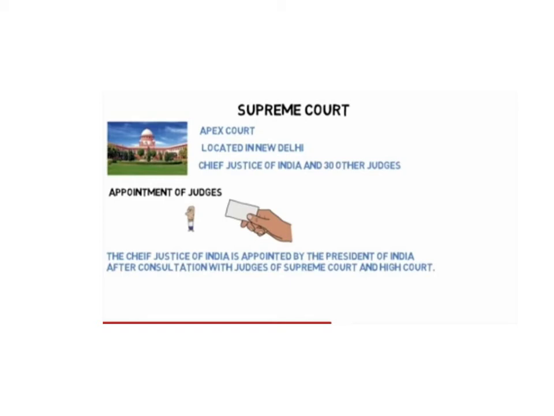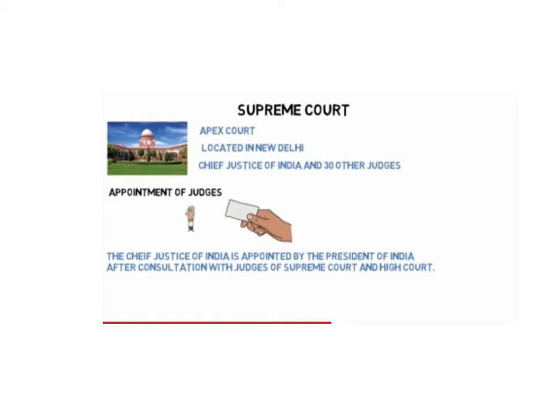The Chief Justice of India is appointed by the President of India after consultation with judges of the Supreme Court and High Court. The Chief Justice of the Supreme Court is appointed by the President, but the President takes the consultation of judges of the Supreme Court, the other judges of the Supreme Court and judges of the High Court. Then the Chief Justice is appointed by the President.